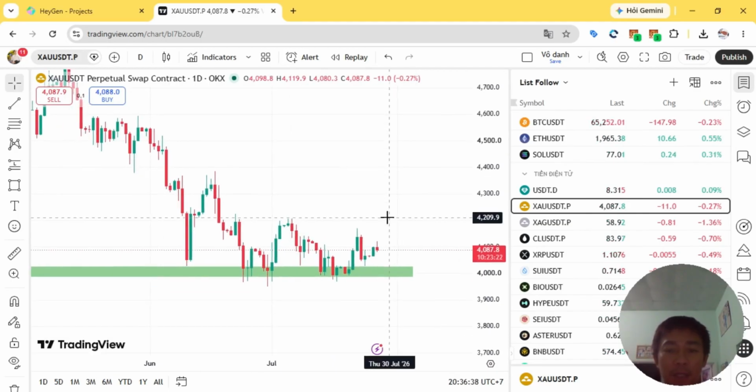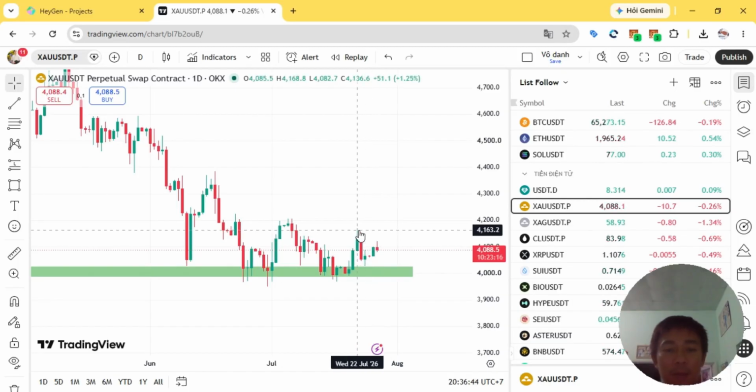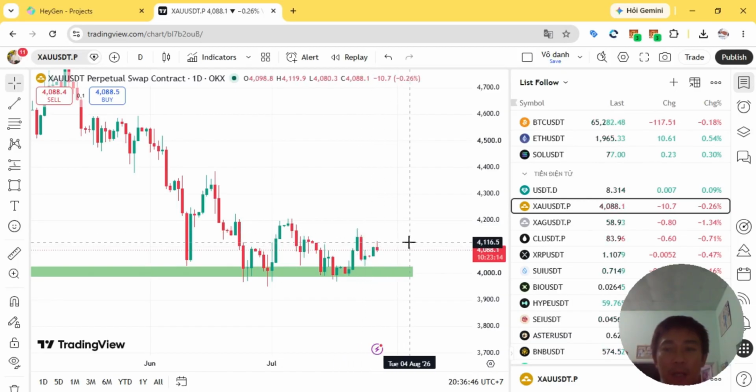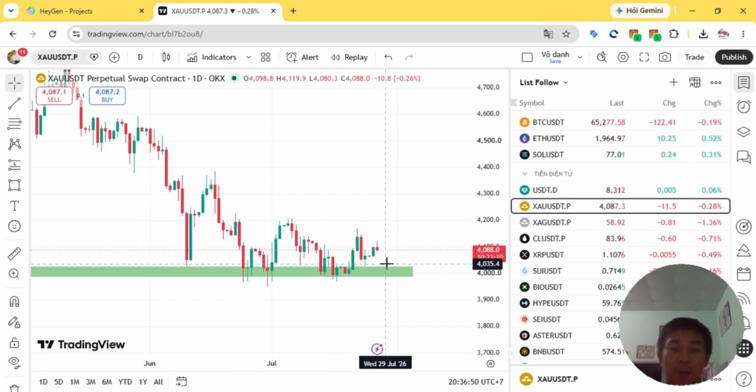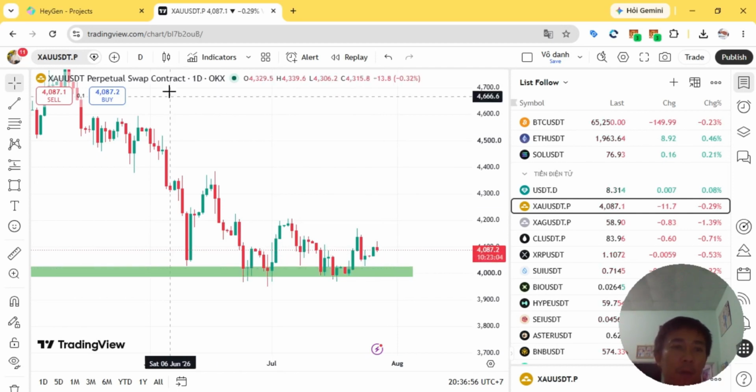And now you can see it continues its rise to this particular resistance area, but it still hasn't surpassed this previous high. So here we can see that the upward momentum of gold on the daily candle is actually quite weak, and its highs are gradually decreasing. And let's take a closer look at the 4-hour chart.